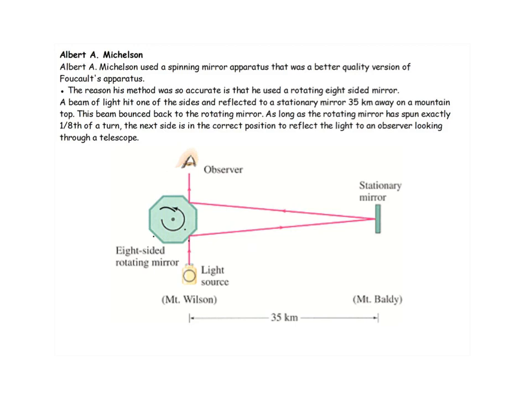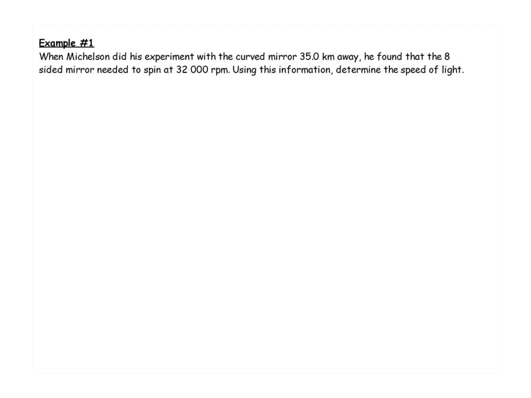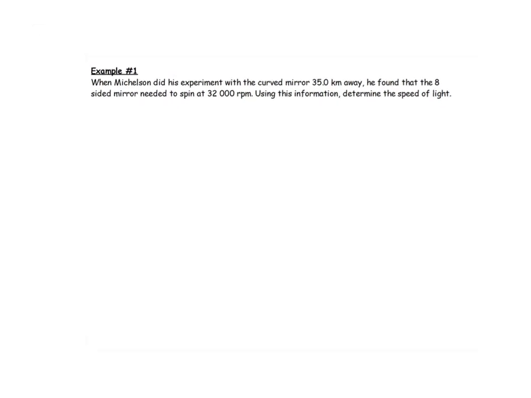So it looked like this. He had a light source. It went to a mirror that was 35 kilometers away, and then came back to the mirror and bounced to the observer. So here's a Michelson experiment type question. He was using these ideas. Now the distance it traveled, because it went there and back, was 70 kilometers, right? So this is 70 times 10 to the 3 meters is how far that light actually traveled.